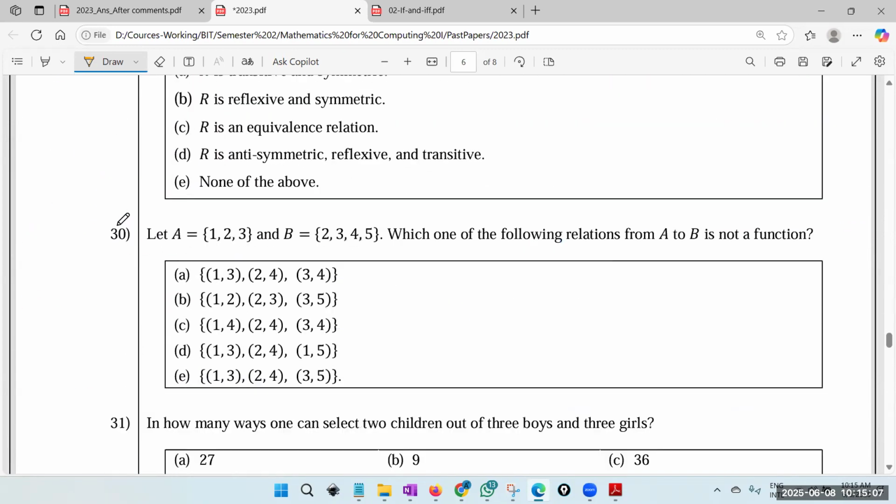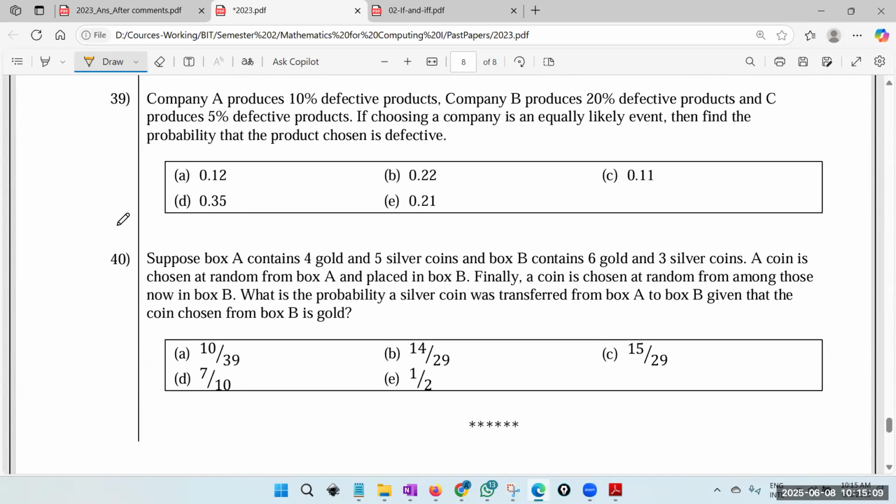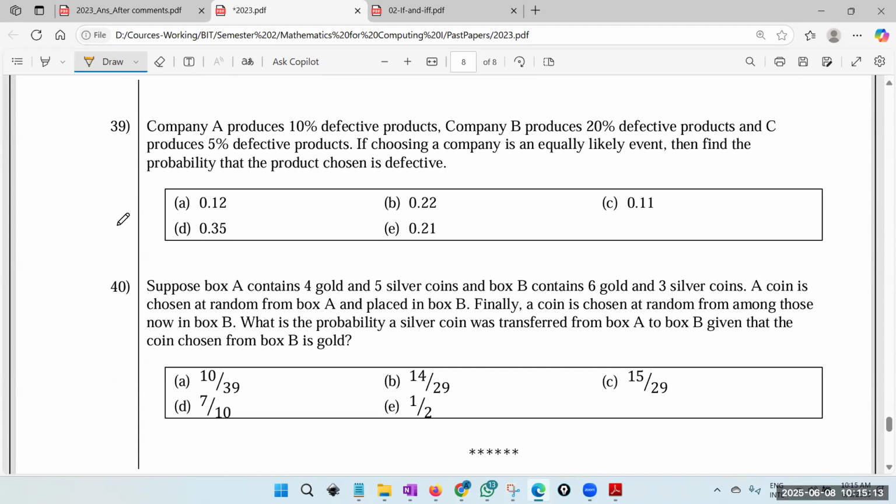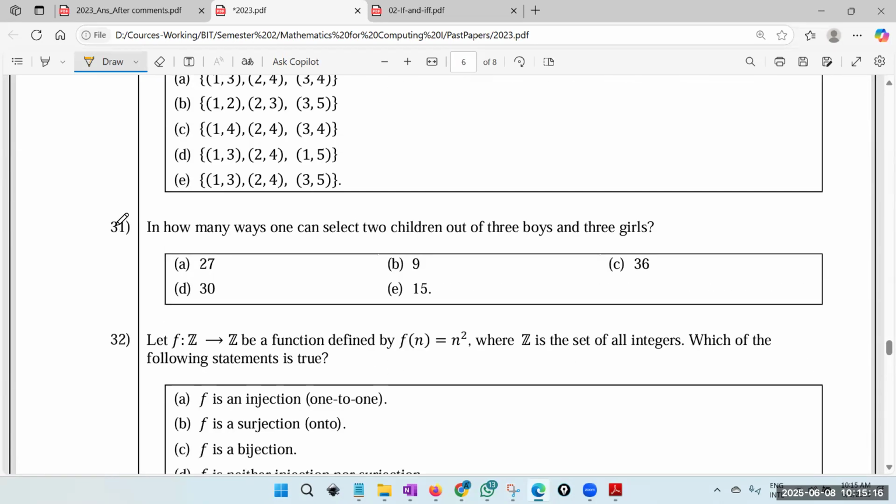Right, so we came up to 29. How many questions are there? Yeah, we can go for 40, but if we go for that, we will not be able to finish the syllabus for the database today, right? So therefore, we'll do those next time.